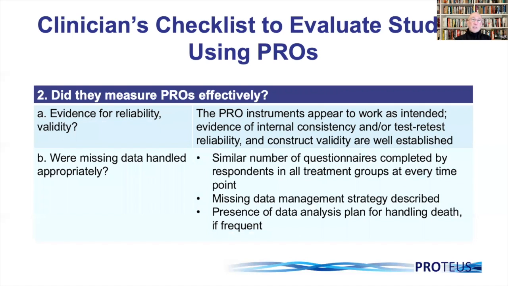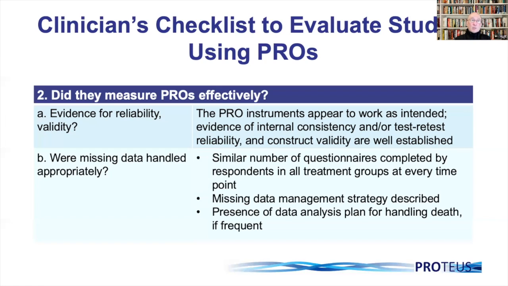The second item, did they measure PROs effectively? Was there evidence for the reliability and validity of the PROs in the study? Did the PRO instruments work as they should have and were expected to? Was there evidence that they were reliable? That is, was there evidence for internal consistency and or retest reliability? And was construct validity well established? Did the measures behave the way they were intended to?